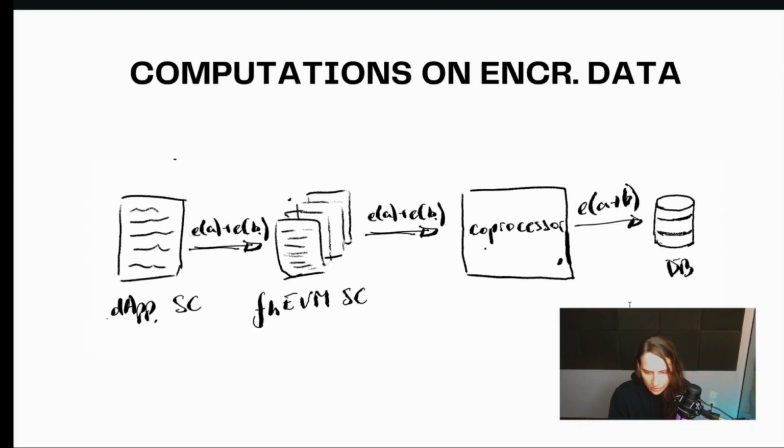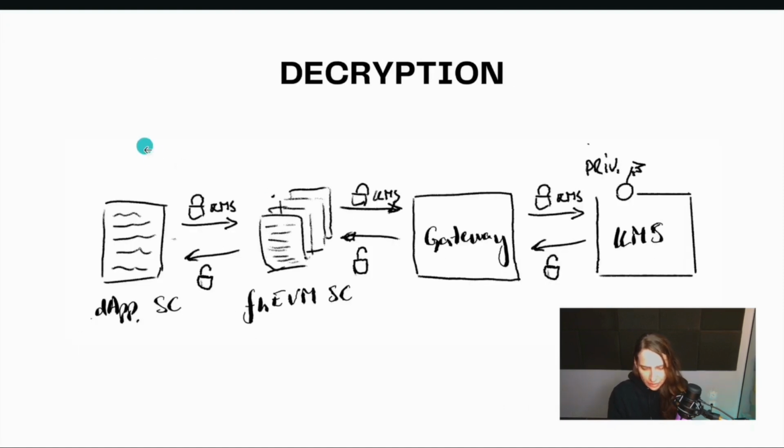All right, let's look now at how we would do decryption. So from the dApp smart contract, we would call the FHE smart contract, and then the gateway, and then the KMS.